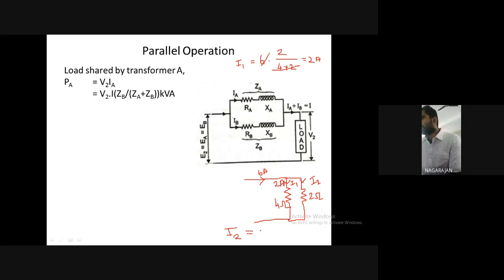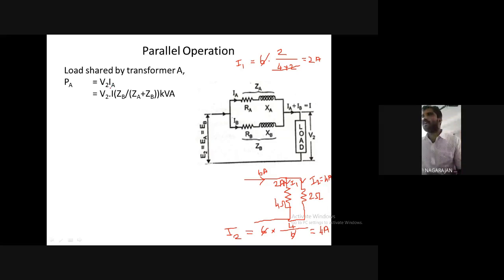I2 can be calculated from the total current, 6 ampere, into what is the opposite resistor for the 2 ohm resistor? 4 divided by the total resistance, which is 4 plus 2, that is 6. So 6 and 6 cancel each other, and the I2 value will be 4 ampere. I2 is 4 ampere. Do you understand this theory? That same theory is applied here in this part.